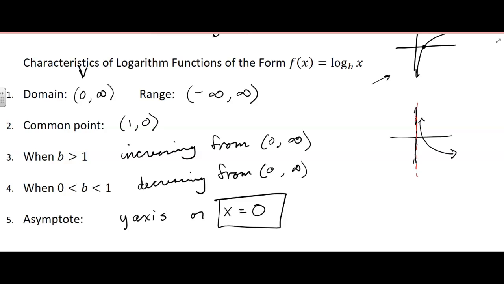All right, those are characteristics then of logarithmic functions. Their graphs. I should put characteristics of graphs of logarithmic functions.